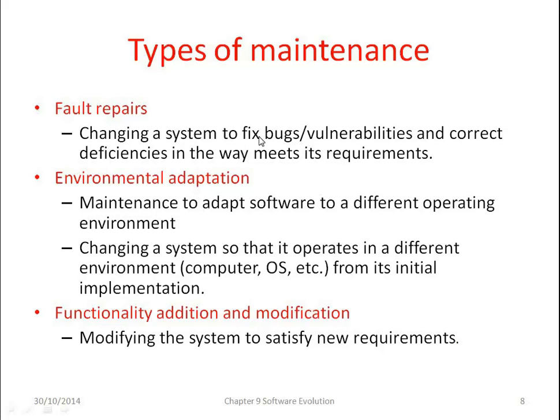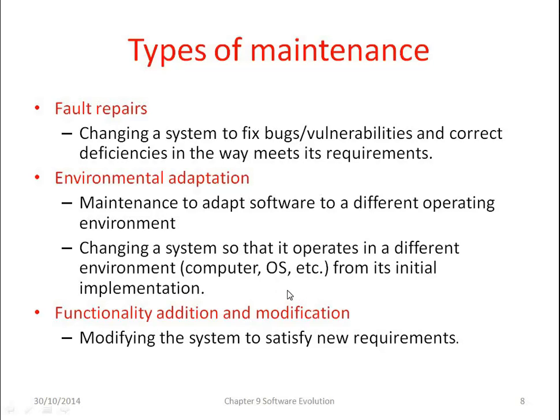After changing the errors, you have to meet its requirement. This is one type, that is fault repair. Environmental adaptation: maintenance to adapt software to a different operating system environment, so that the product must cooperate with a different operating environment. The system is changed so that it operates in a different environment, such as computer, operating system, etc.